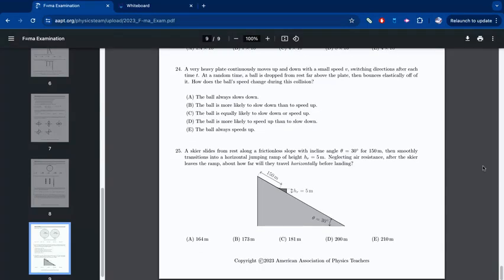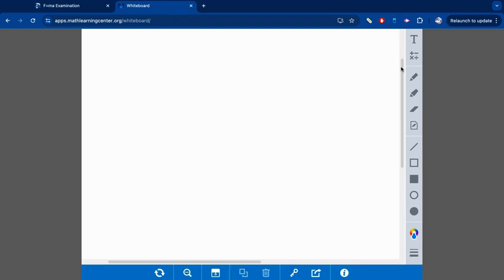For problem number 25, we have a skier who slides from rest along a frictionless slope with an incline of 30 degrees for 150 meters. Then they transition to this jumping ramp here, and you want to know how far they'll travel horizontally before landing. If we draw it out, we know that it basically goes from here to here.